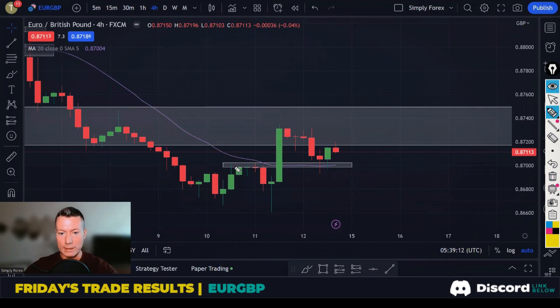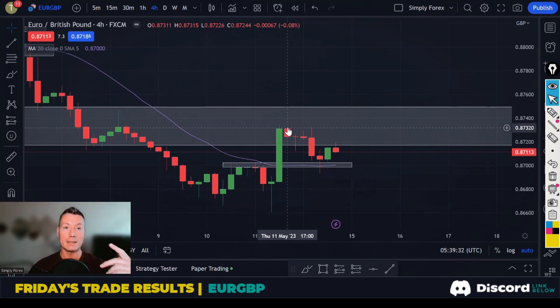So I'll be interested in this if it breaks this low. Then I'm interested, but we'll see. You can see how the H4 kept me out of trouble there. So we didn't have a trade on euro pound, and that is all the trade ideas from Friday. There were many, and we've got loads of trade ideas for today as well, guys. So let's take a look at them.